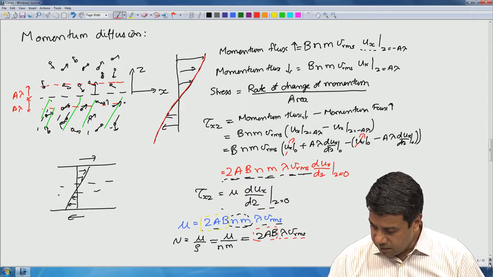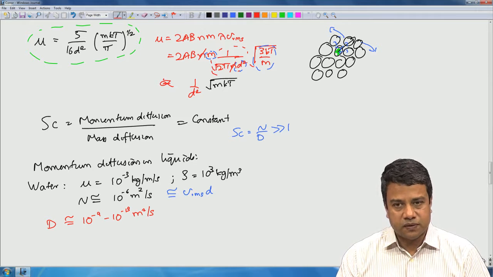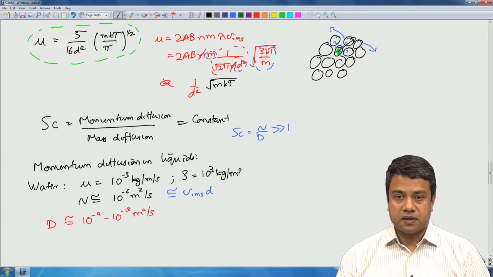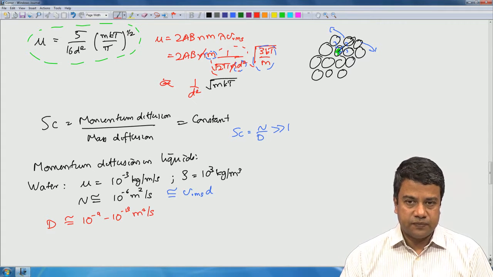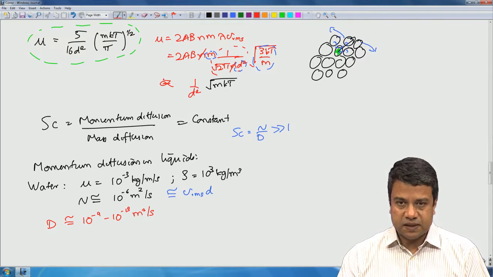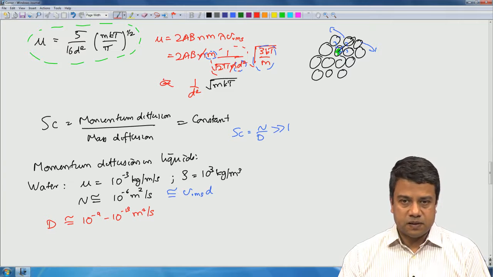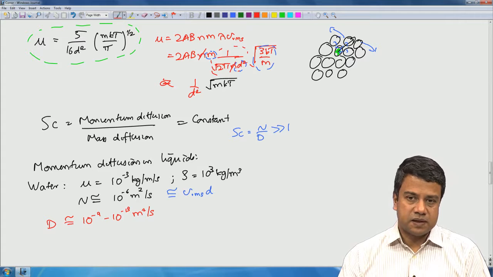In liquids, momentum diffusion is relatively fast, because you do not require molecules to move out of the way. Momentum can be transported by intermolecular interactions. So, momentum can be transported from one molecule to the next due to molecular contacts, and therefore, momentum diffusion is much faster in liquids. The momentum diffusivity is of the order of 10 power minus 6 meters square per second, whereas the mass diffusivity is of the order of 10 power minus 9 meters square per second in liquids for small molecules.